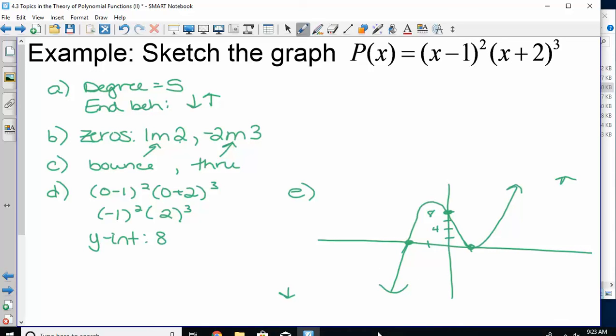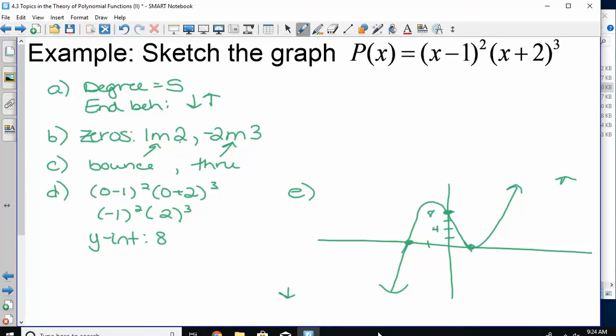So I get a graph something like this, knowing that it's not 100% accurate, but it's close. Check our work on your calculator, see how we did. It's got an extra curve in it that I don't have, but we have all the correct stuff.